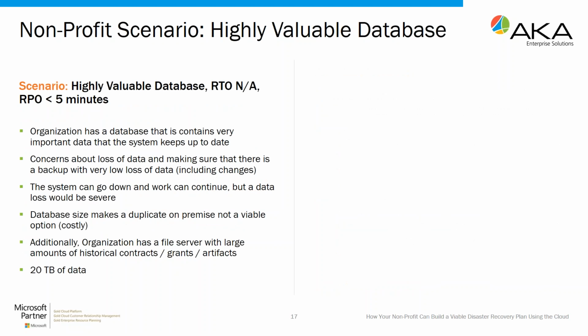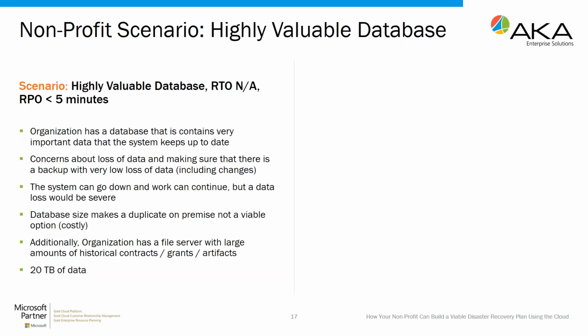In this scenario, we're going to talk a little bit about a highly valuable database. So forget about the full data center. We're not worried about that in this situation. This organization has most things under control. RTO is really not that important. They have other solutions to keep their systems up and running. But what they're really concerned about is data loss. For whatever reason, this data loss is really concerning to them. The system can go down, they can continue to work, but if they lose any data, it becomes a real big deal to their mission and potentially disrupts their entire goals of what they're trying to operate on.